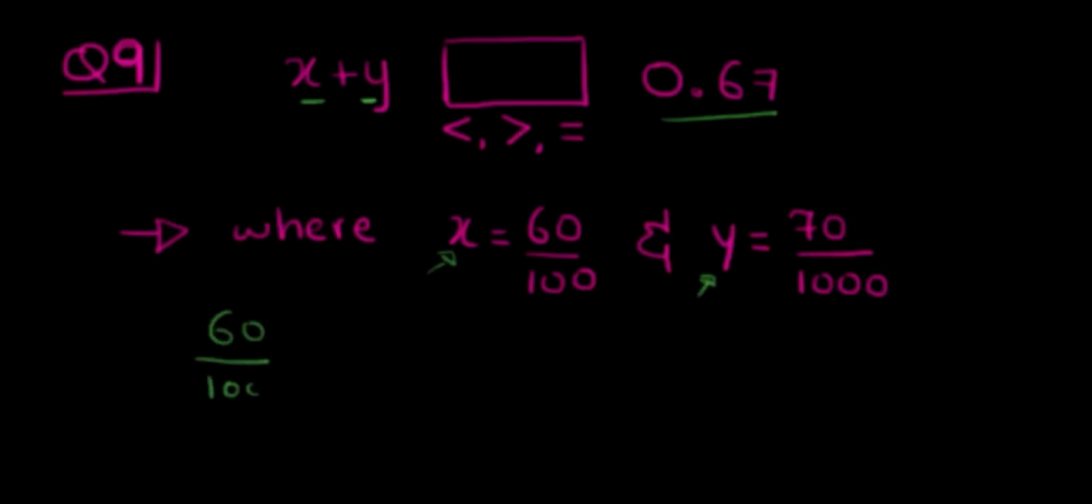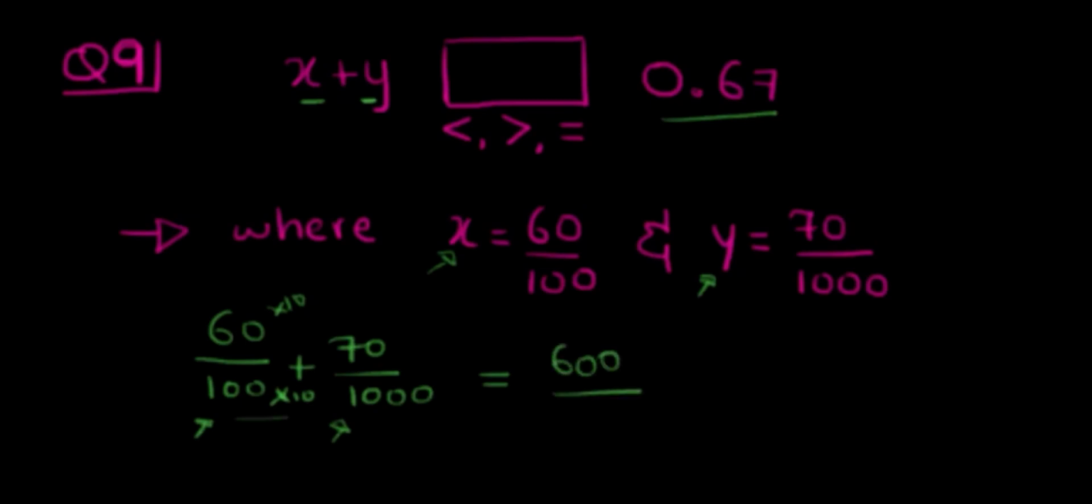So I've got 60 over 100 plus 70 over 1,000. Am I allowed to add this? No, not really, because over here the denominator is 1,000, over here it's 100. What I could do is multiply them by 10 to make it 1,000. So now I have 600 over 100 times 10 is 1,000. Now I'm allowed to add them up. 1, 2, 3. That gives me 670 over 1,000, right?